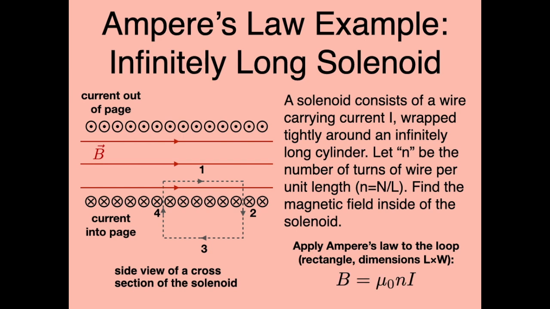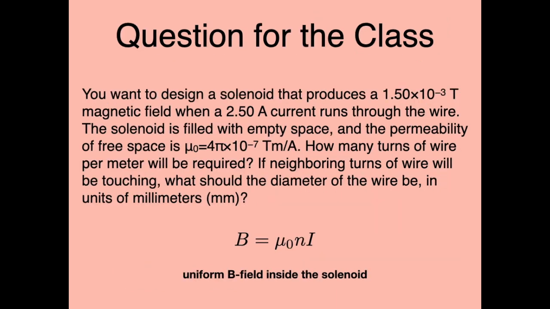Okay, so here's what we found, that the magnetic field is equal to mu naught times lowercase n times I. So that's the strength of the magnetic field inside of a solenoid. That's the formula for it. And with that said, let's do a little calculation with that formula.